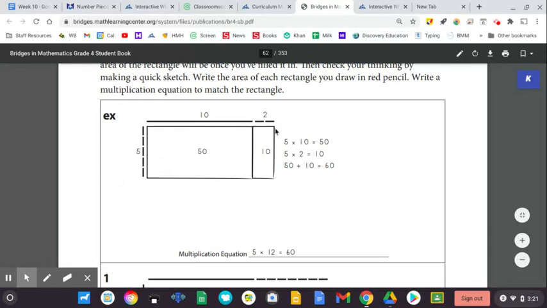Remember, this is 5. If this side is 5, this side is 5. And then we have a 2 across the top, so we have to do the side times the top. 5 times 2 equals 10. We add 50 plus 10 equals 60.